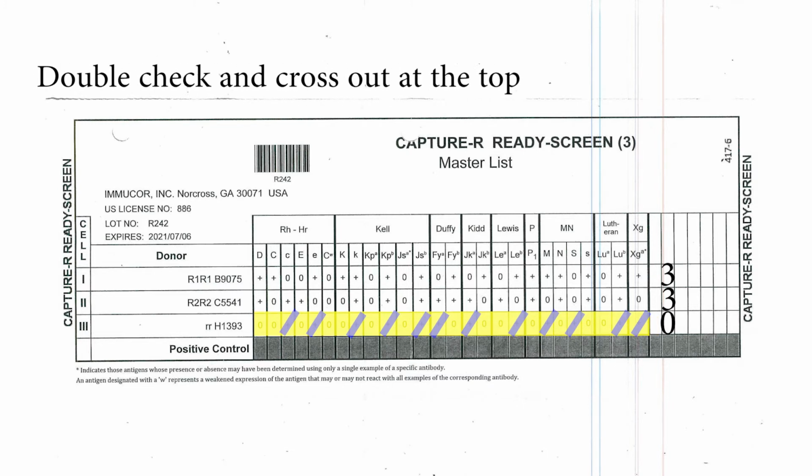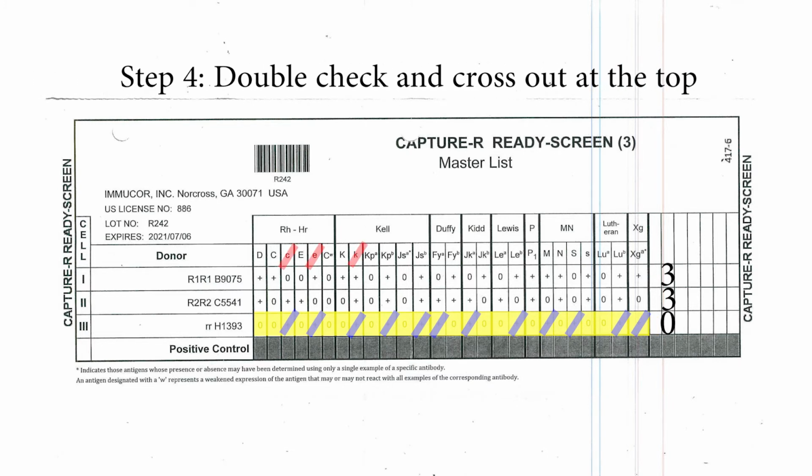Step 4. Double check and cross out the antigen at the top. As you can see, there are many antigens left, but don't worry, let's continue.